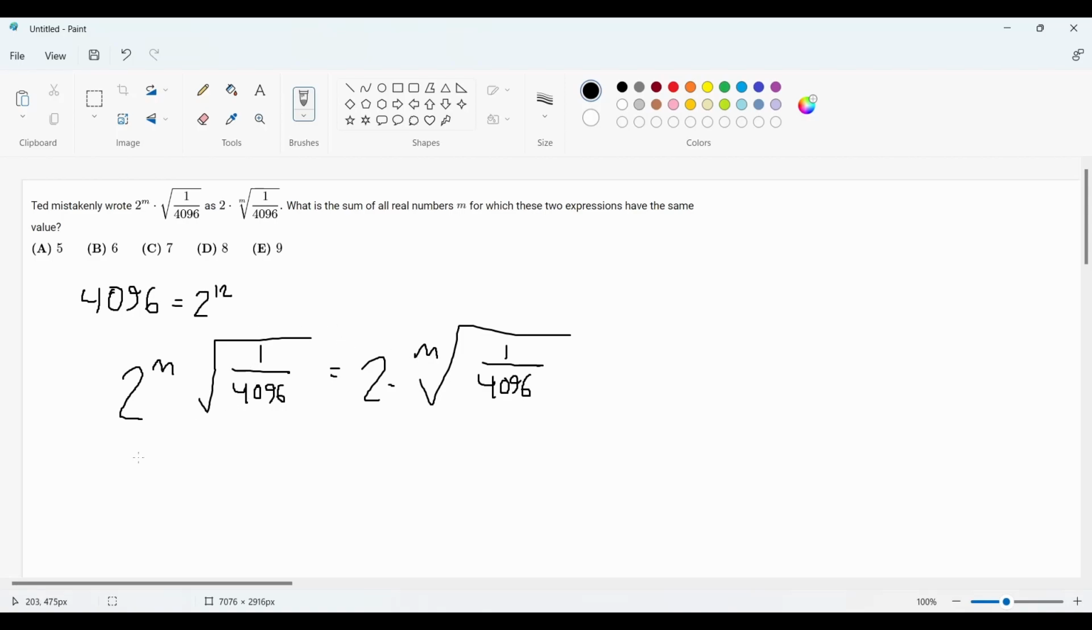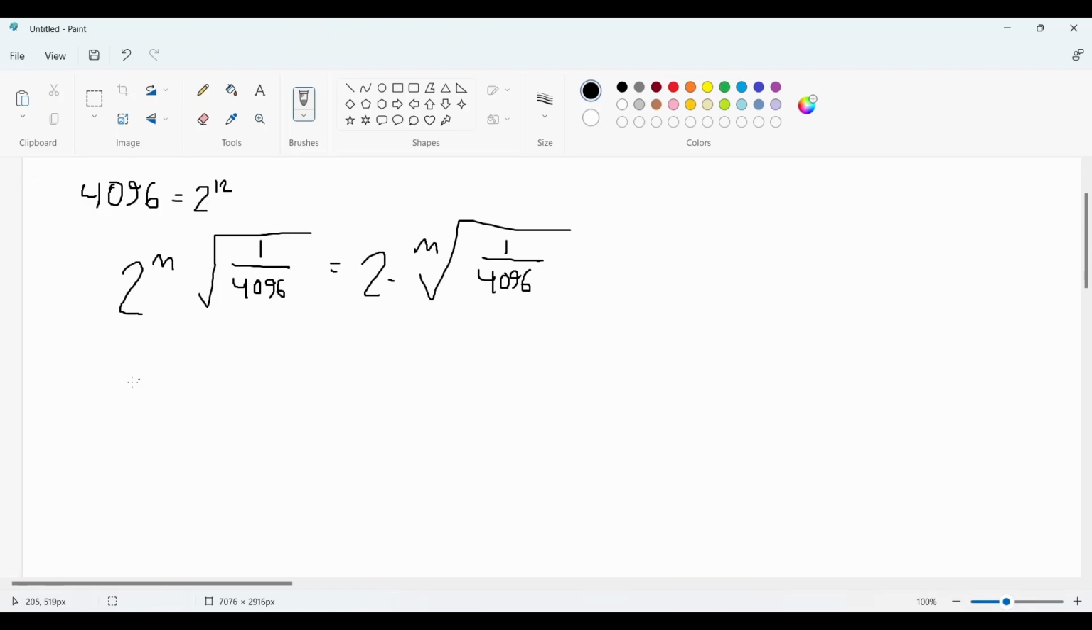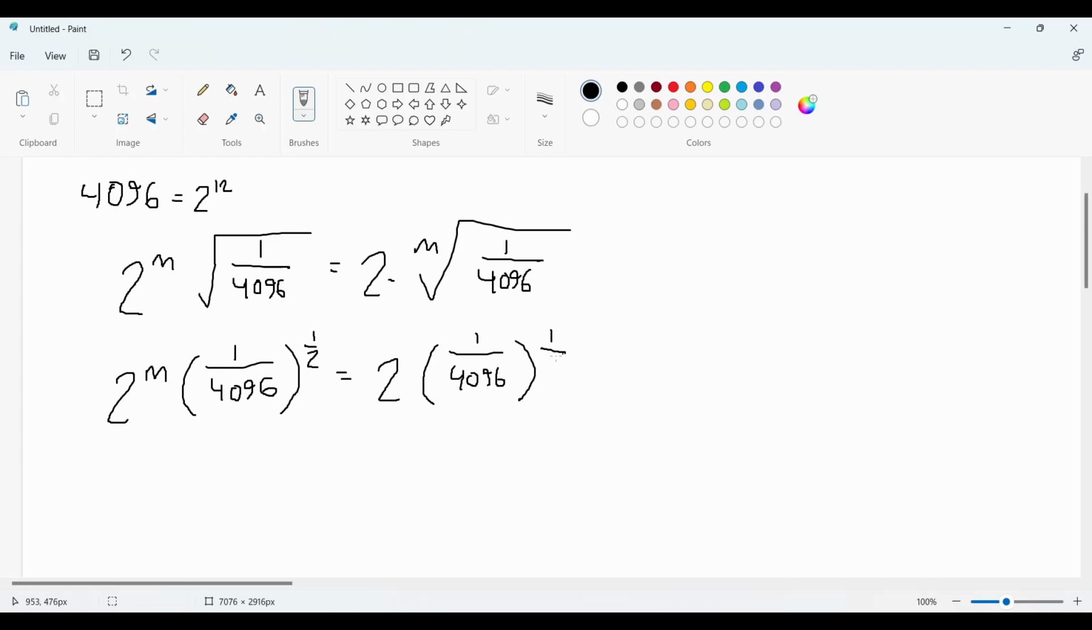Okay, so first of all, mixing exponents and square roots seems kind of silly. So let's turn these square roots, or mth roots in this case, into exponents. So this becomes 2 to the power of m times 1 over 4096 to the power of 1/2, because that's the same thing as taking a square root. And that's equal to 2 times 1 over 4096 to the 1 over m, because that's what taking the mth root means.